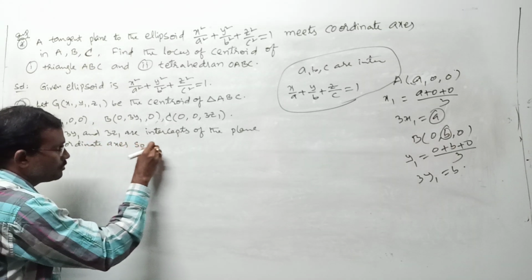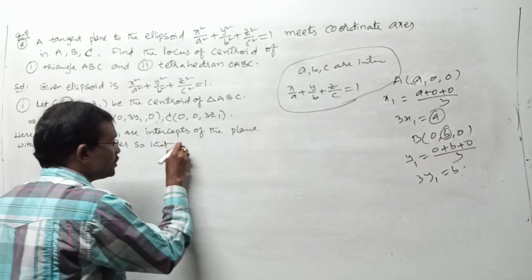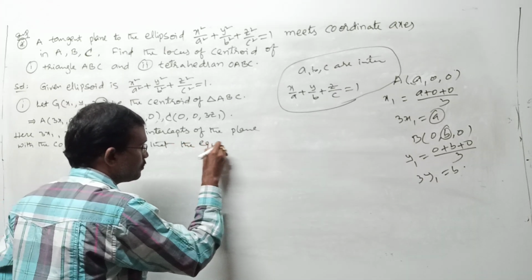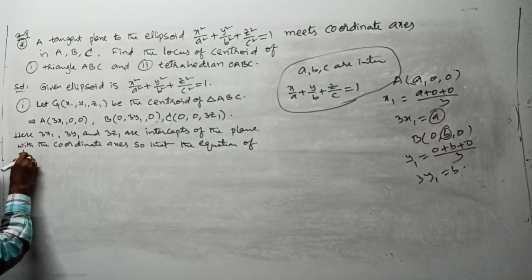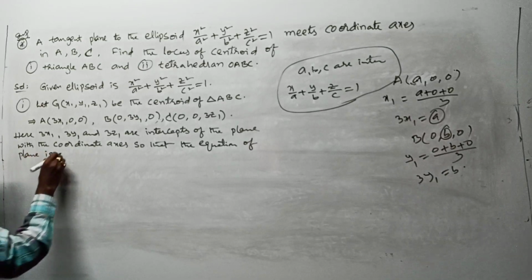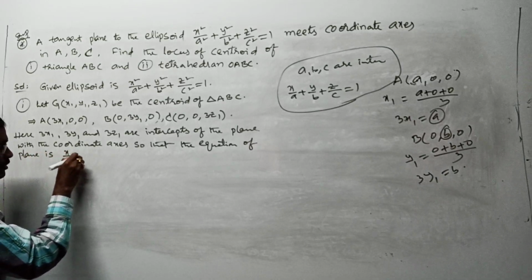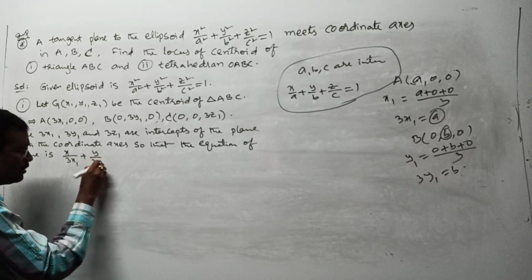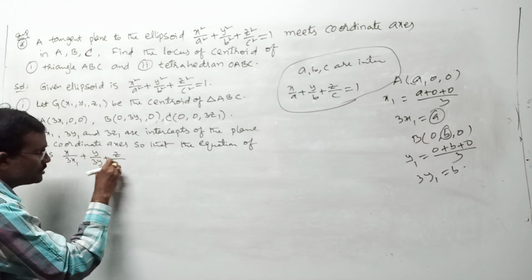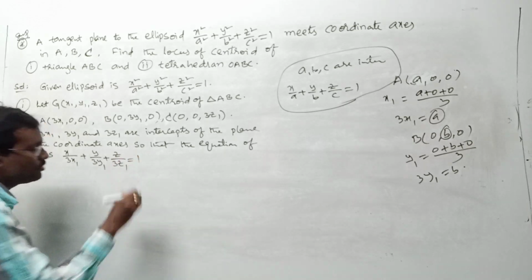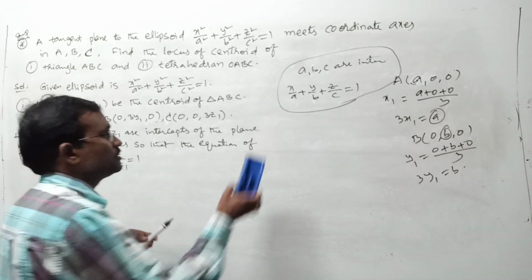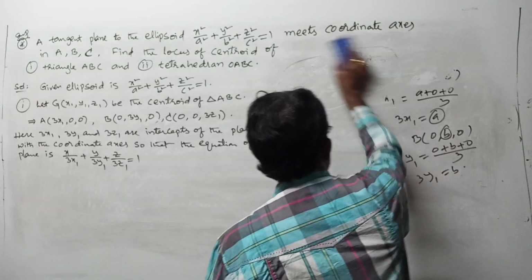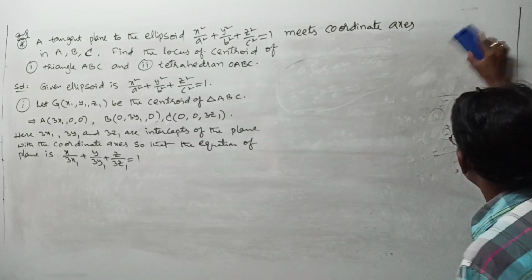So the equation of the plane is x by 3x1 plus y by 3y1 plus z by 3z1 is equal to 1. Any problem? I want to remove these lines because you may get confused. This is not required. I explained it just for understanding purposes.